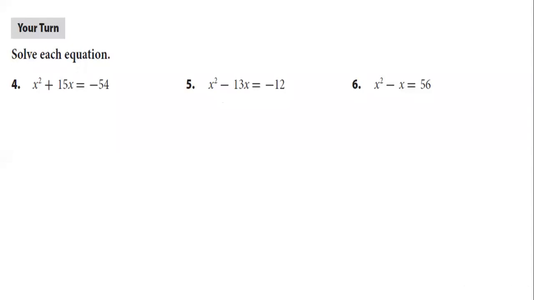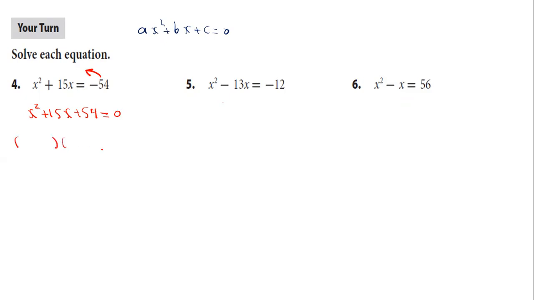Your turn. Solve each equation. Solve each equation means get the value of x. Get the values of x. Okay, first, I have to write the equation in this form: ax squared plus bx plus c equals 0 to solve a quadratic equation. Okay, here, I have to move this one to the other side with opposite sign. So x squared plus 15x plus 54 equals 0.